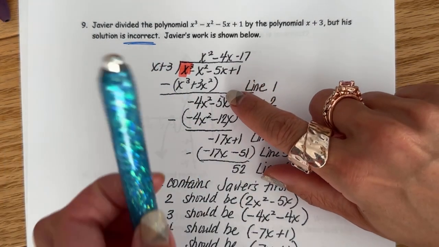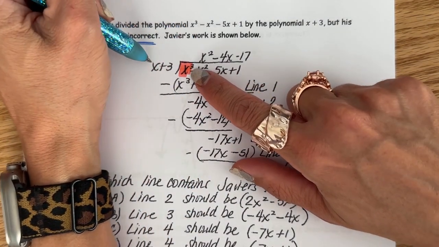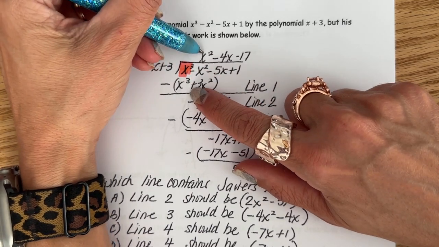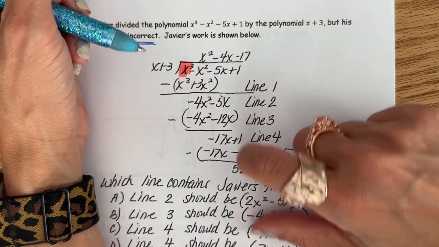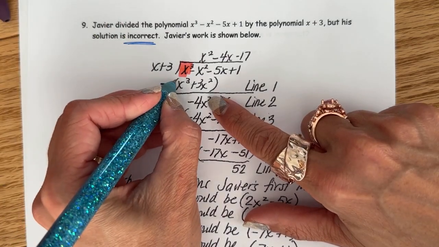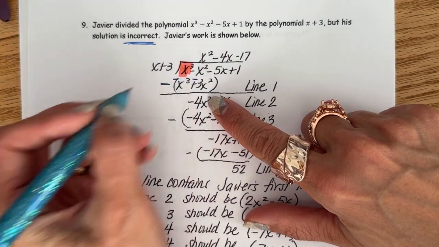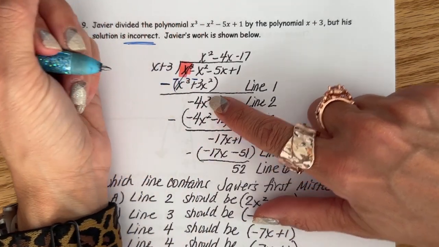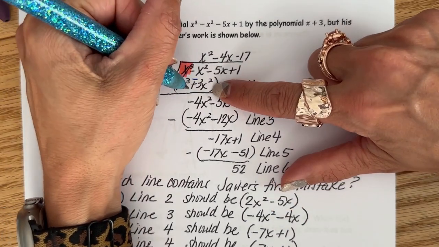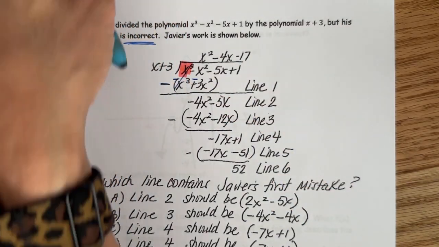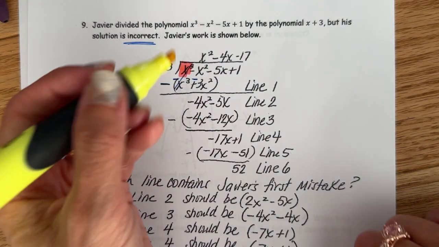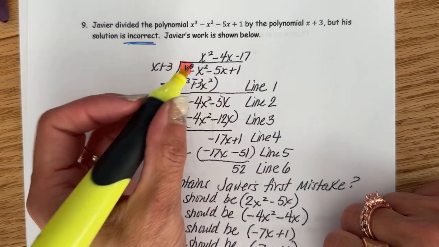And then he distributes. X squared times x is x cubed. X squared times 3 is a 3x squared. So far, so good. But then you have to subtract. So that means this will become negative and this will become negative. These two cancel. Negative x squared minus 3x squared is negative 4x squared. So far, so good. His first line is good.